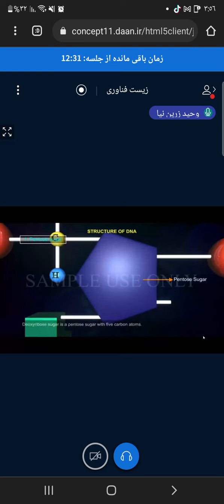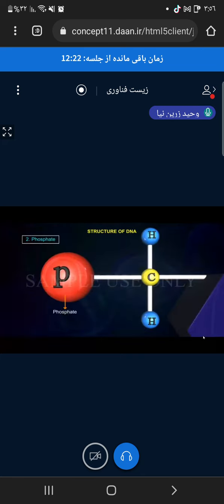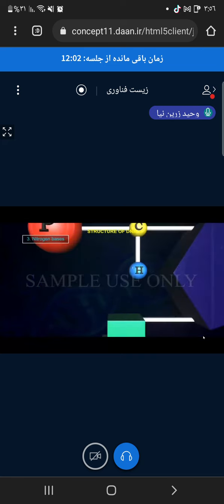1. Pentose sugar. Deoxyribose sugar is a pentose sugar with five carbon atoms. 2. Phosphate. It is attached to the adjacent pentose sugars at their fifth and third carbon atoms by phosphate bonds. The phosphate and sugar constitute the backbone of nucleic acids.